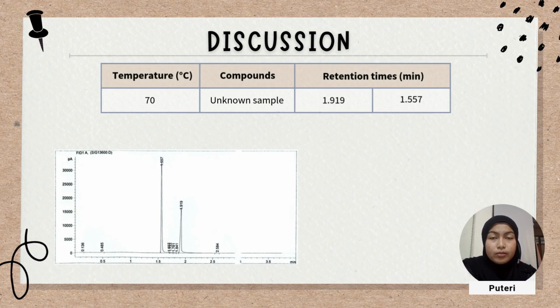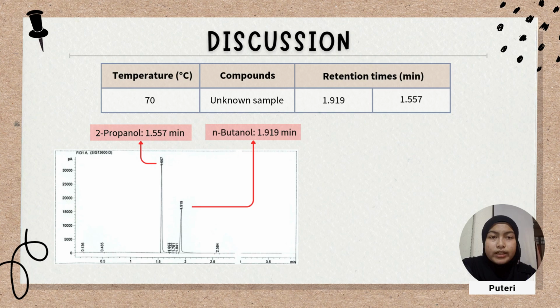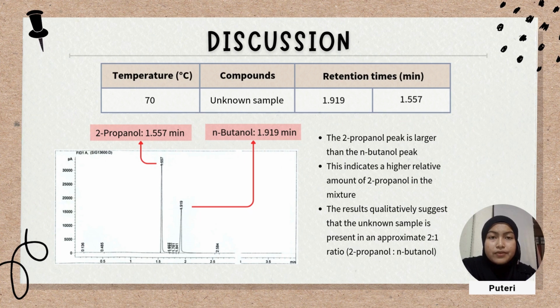Next, we analyze the chromatogram of the unknown sample at 70 degrees Celsius. Two peaks were observed at retention times of 1.557 minutes and 1.919 minutes. By comparing these values with the standard mixture, the peak at 1.557 minutes corresponds to 2-propanol, while the peak at 1.919 minutes corresponds to n-butanol.